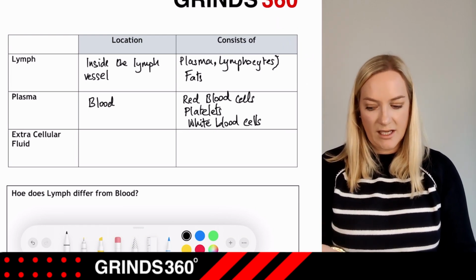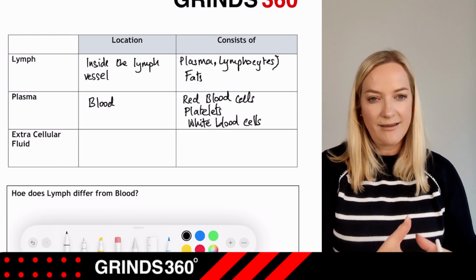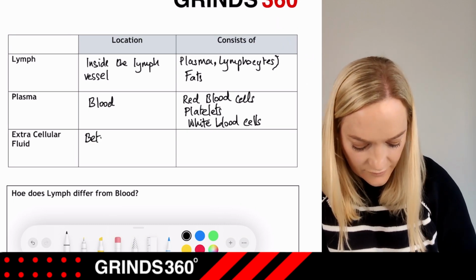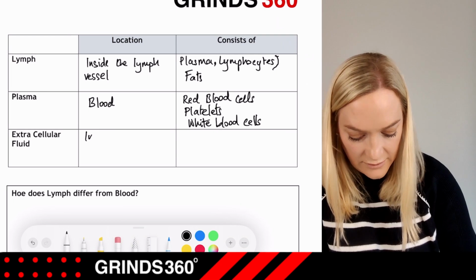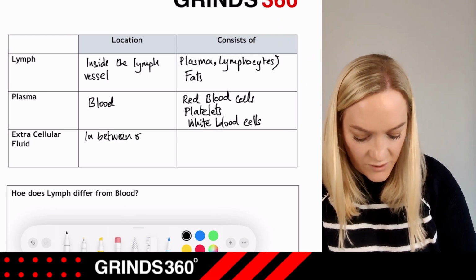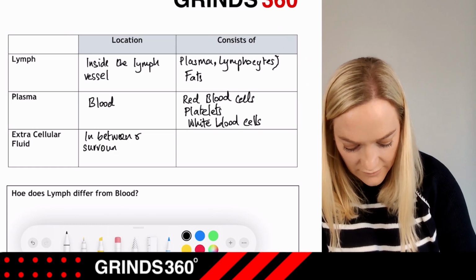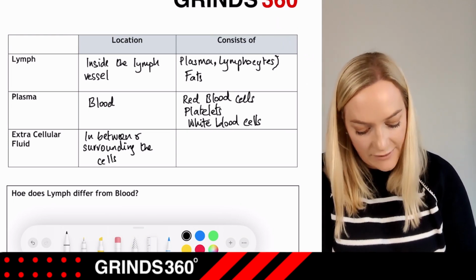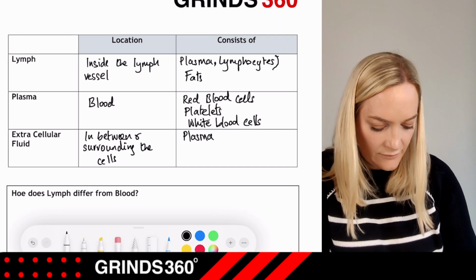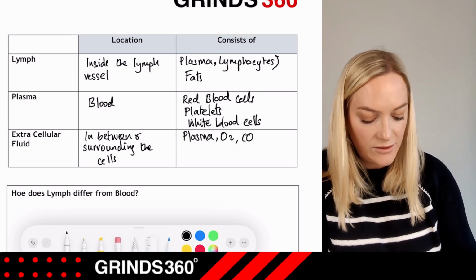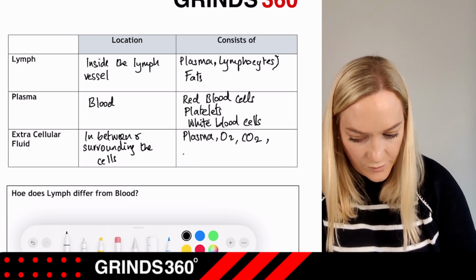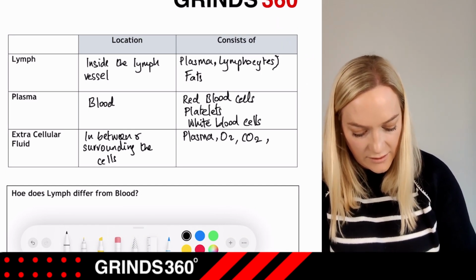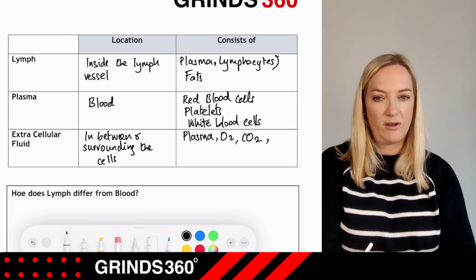Extracellular fluid. Where would you find our extracellular fluid? We're going to find our extracellular fluid surrounding and in between all the cells, because it's so fine. In between and surrounding the cells. What's in it? Plasma. There could be oxygen there. There could be CO2 there. So what will not be there? What will not be there is red blood cells and white blood cells.